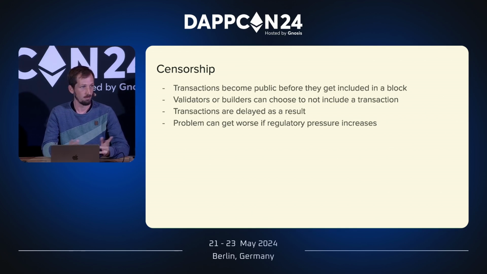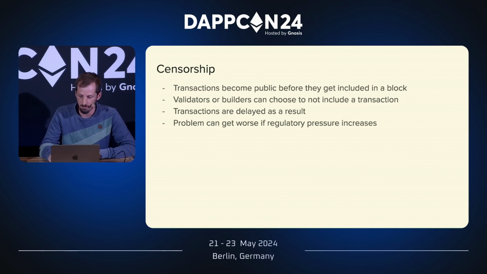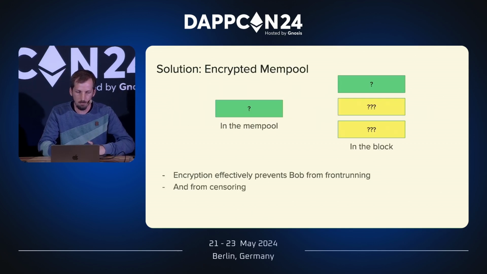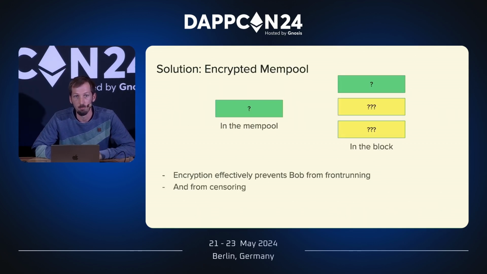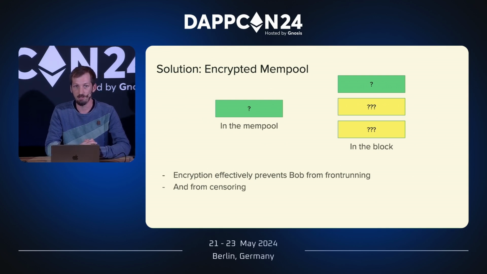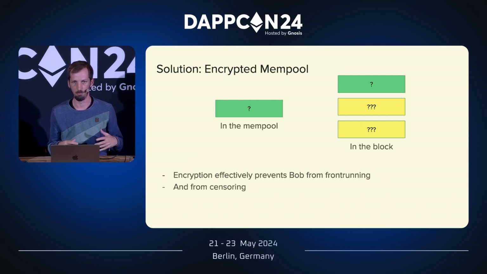So that's basically what we're trying to fix. And I already hinted at it. The problem is that transactions become public too soon. They can become public before they get included in a block. And we solve this by using an encrypted mempool. We hide the transaction by encrypting it. The validator then only sees that there is a transaction, but they don't see what the transaction does, who sent it, and so on. And this means effectively, Bob is prevented from front-running you or censoring you, not because we restricted his powers. They still have all the options, but they don't have the knowledge anymore to do that effectively.